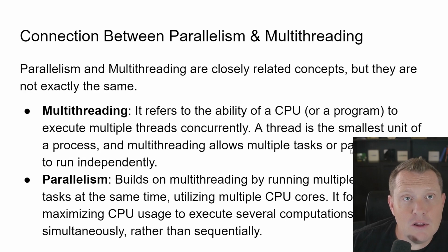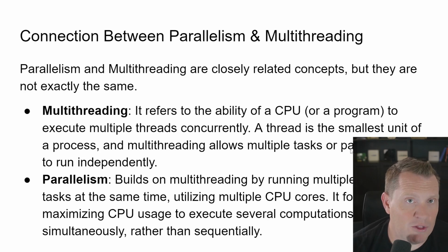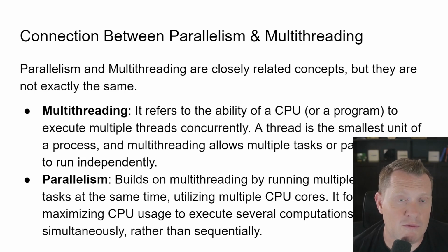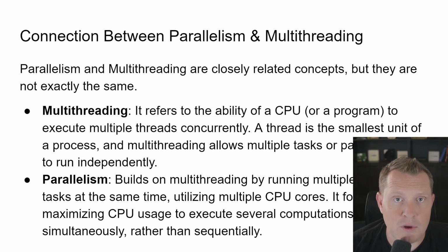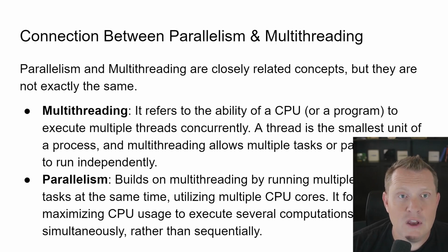Now, parallelism and multithreading are closely related concepts, but they're not exactly the same. Multithreading refers to the ability of a CPU or a program to execute multiple threads concurrently. A thread is the smallest unit of a process, and multithreading allows multiple tasks or parts of a task to run independently. Parallelism builds on multithreading by running multiple threads or tasks at the same time, utilizing multiple CPU cores. It focuses on maximizing CPU usage to execute several computations simultaneously rather than sequentially. So, enough talk. Let's go ahead and dive into some code here.